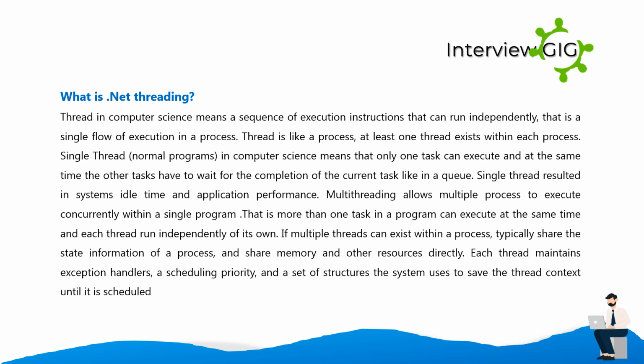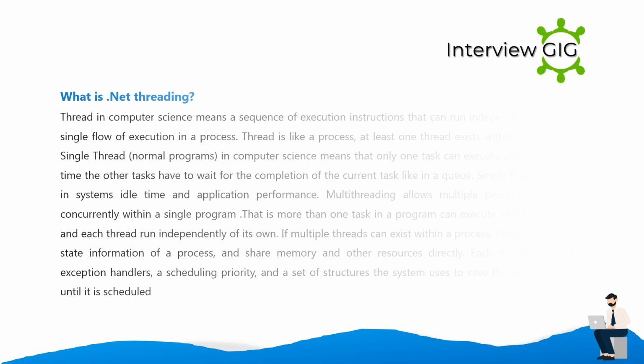Multi-threading allows multiple tasks to execute concurrently within a single program. That is, more than one task in a program can execute at the same time and each thread runs independently of the others. Multiple threads can exist within a process, typically sharing the state information of the process, and share memory and other resources directly. Each thread maintains exception handlers, a scheduling priority, and a set of structures the system uses to save the thread context until it is scheduled.